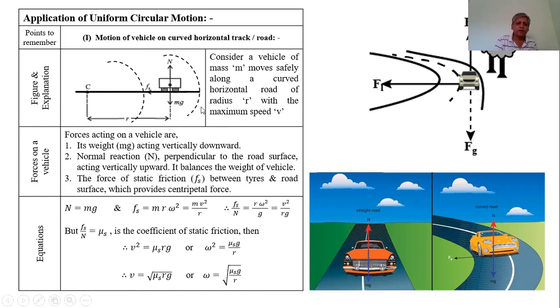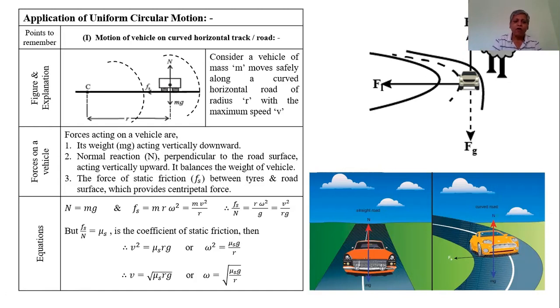Here we explain the points to be remembered. First, draw the figure and explain it from the figure. Consider a vehicle of mass m moving safely along a curved horizontal road, that is, a road that is not inclined, of radius r. This is the center of the road, with maximum speed v. Here we consider the maximum speed without skidding, without slipping, without overturning. This is the maximum safe speed. Beyond that speed, the vehicle may overturn or skid.